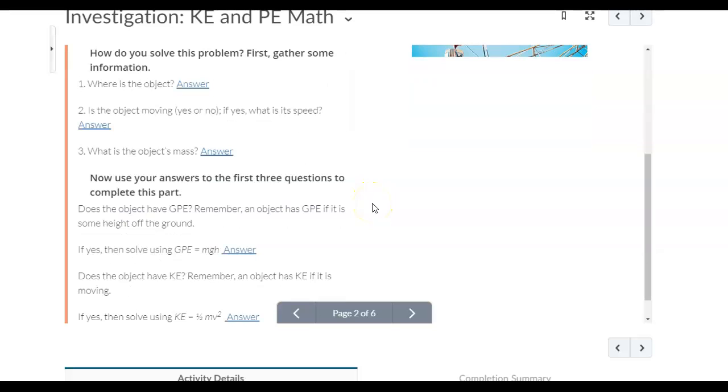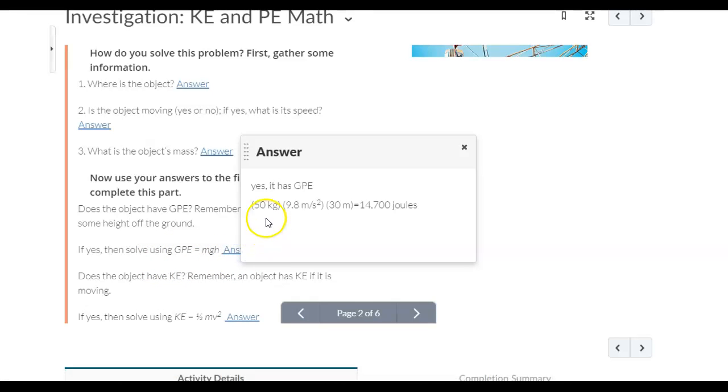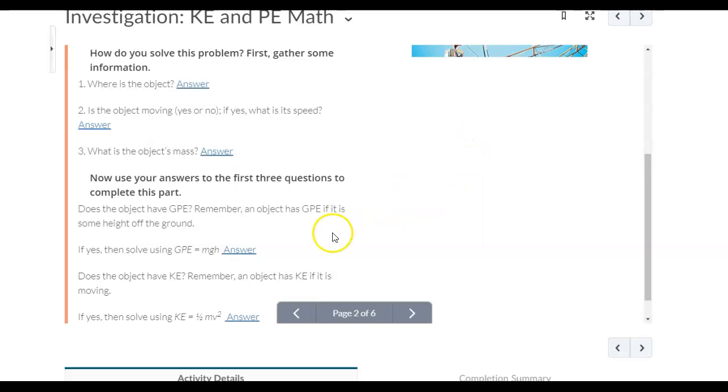So now we need to use these answers to complete the first part. Does the object have gravitational potential energy? Remember, an object has GPE if it has some height off the ground. So we do know that Jessie is 30 feet off the ground, or meters, I believe, 30 meters. And so now we need to plug in the numbers to solve for GPE. So if you take a look, you're just plugging in, you have 50 kilograms times 9.8 meters per second squared times 30, and that equals 14,700 joules. So that would be the potential energy in this problem.